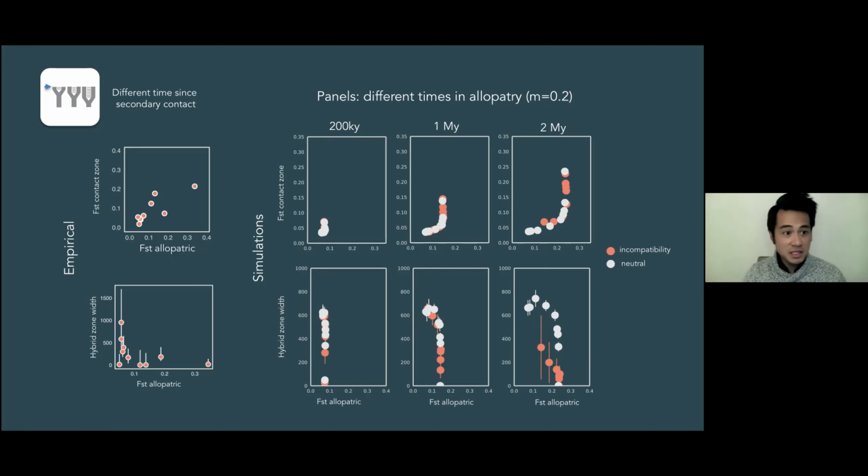And so what we see here is that the simulations don't really reflect what we see in the empirical data. Maybe a little bit, but not too much in either way. You have more of a linear association with the FST in the contact zone and allopatric, but it's not what we see if the variation within or between our populations is due to different times since secondary contact. So we might be able to rule out that they came back together at different times in the past.